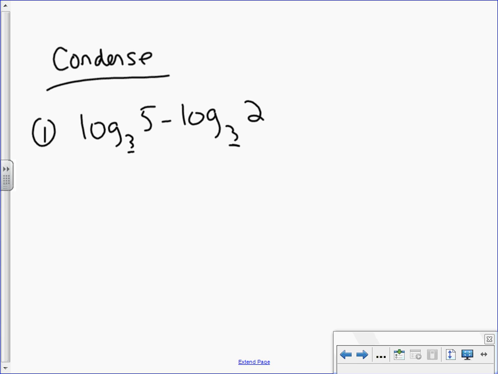1 log, base 3, of what? 5 divided by 2. The first one divided by 7. Everybody see?